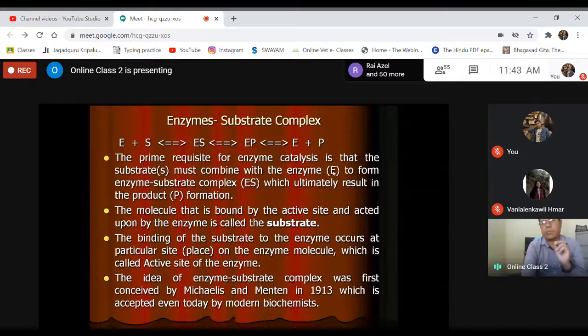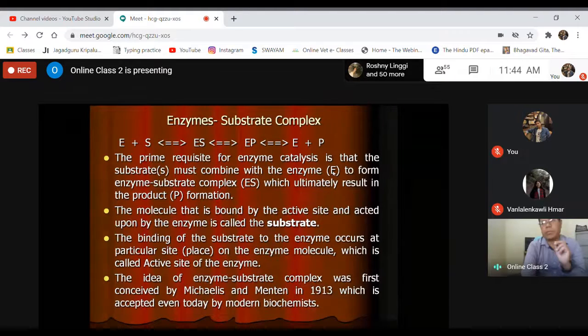The binding of the substrate to the enzyme occurs at a particular site on the enzyme molecule, which is called the active site of the enzyme. So the substrate cannot bind to any part of the enzyme. It has to bind to a specific location on the enzyme molecule, and that specific location where the substrate binds is called the active site.